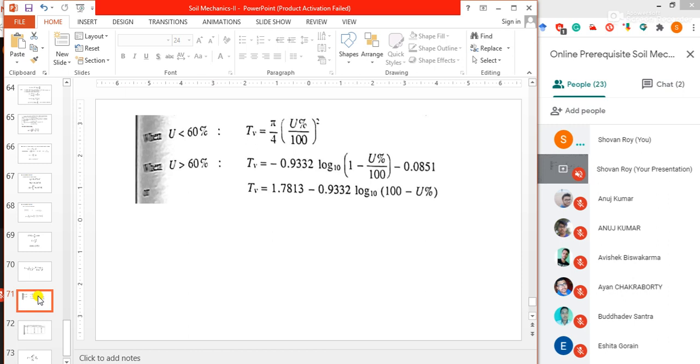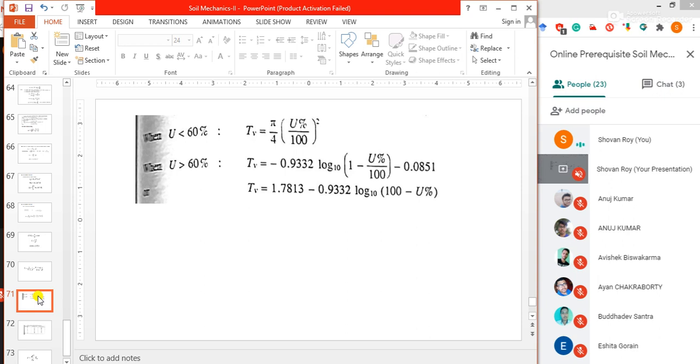Next, some equations are there for TV. When your U value, your degree of consolidation, is less than 60%, TV equals pi by 4 into (U by 100) square. This is one formula.